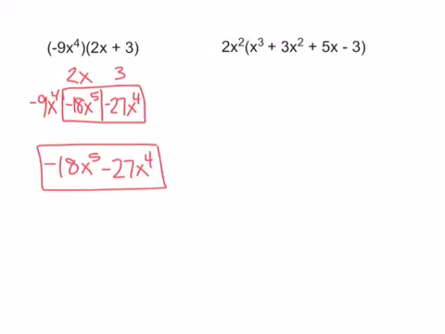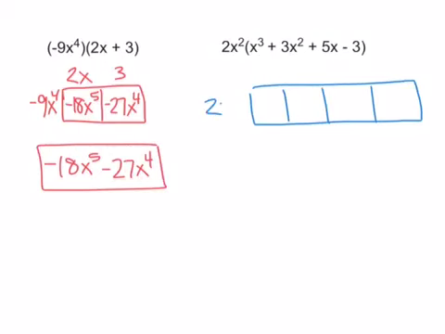Now this next one is a monomial times a four-term polynomial. So what kind of array would we need for this? We would need a 1 by 4. So here's the array. We're going to need 4 columns and 1 row. So 2x squared, we'll have x to the third, 3x squared, positive 5x, and negative 3.